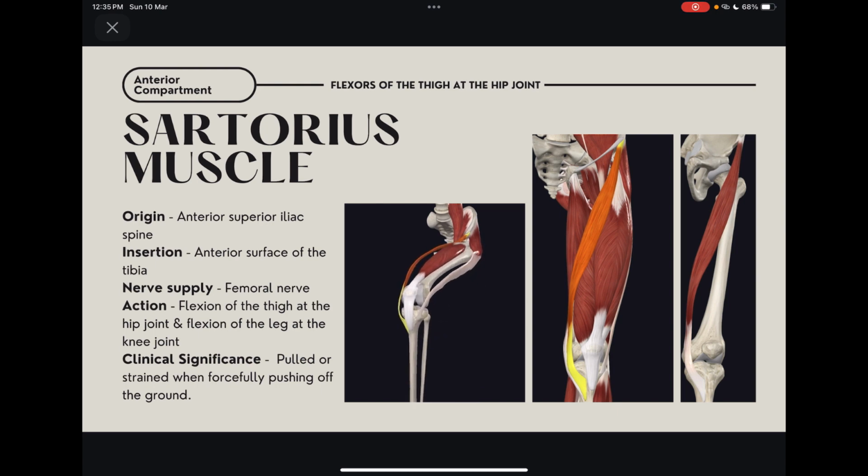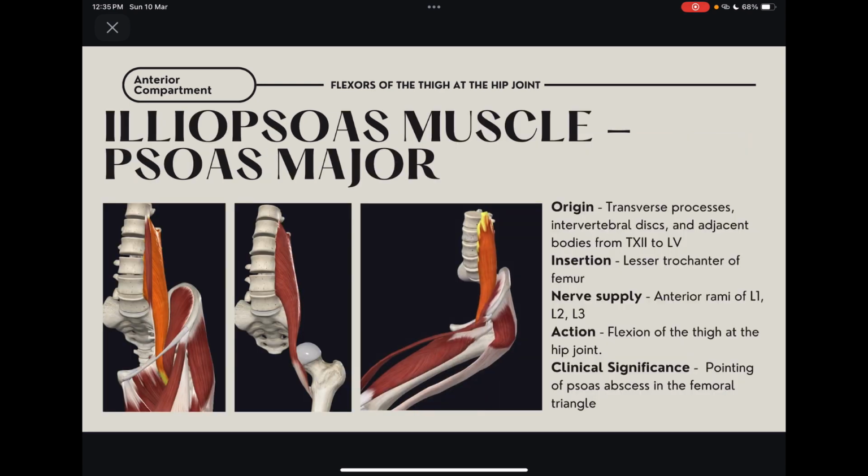The most important clinical significance of this muscle is that usually when a person is sitting on the ground and they push off the ground, this muscle can possibly be pulled or strained. The second muscle is the iliopsoas muscle, and as we said, it is actually two muscles, the psoas major muscle and the iliacus muscle, having a conjoined tendon inserting into the lesser trochanter.